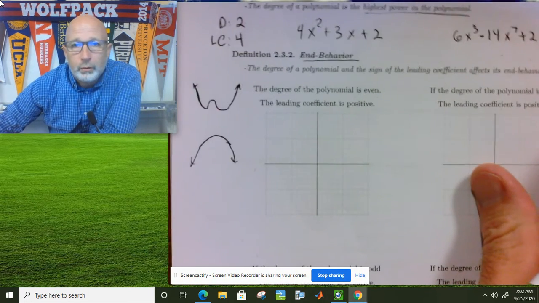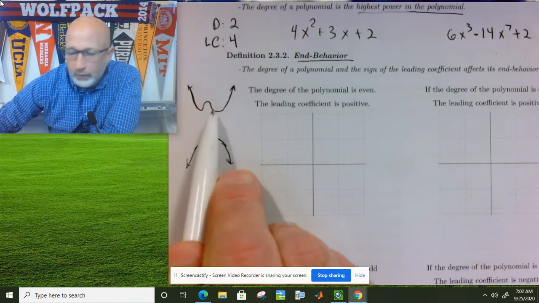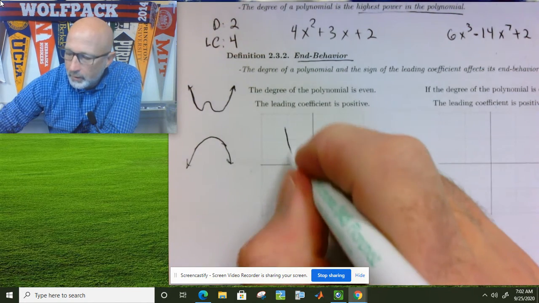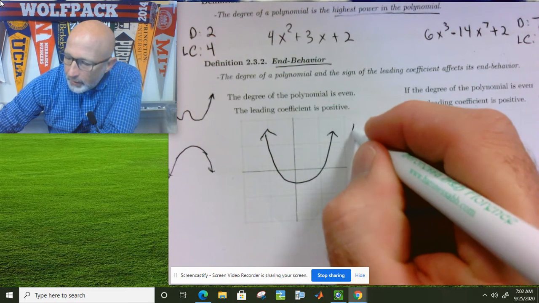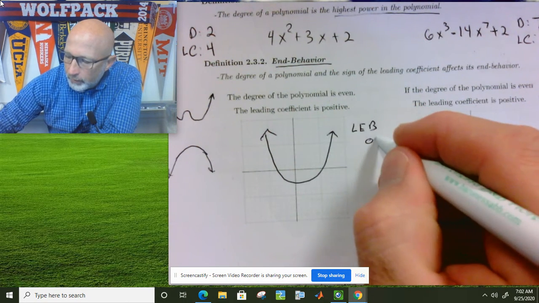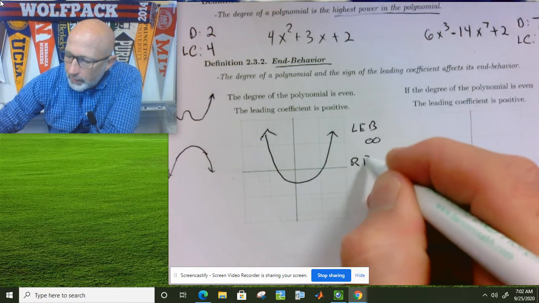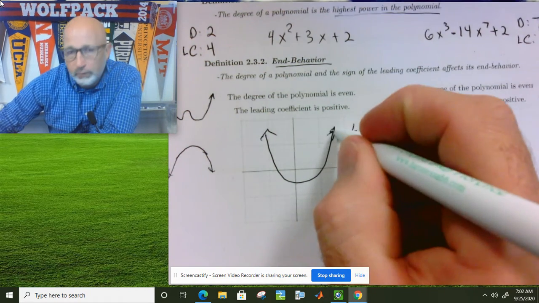there. Or maybe the graph goes like this, but once again, I don't care what happens there. Okay, so if the degree of the polynomial is even and the leading coefficient is positive, it's going to look more or less something like this. So the graph is going to go like this, and then the left end behavior, so on here, it's going to go to infinity. The right end behavior, it's also going to go to infinity because it goes up forever.